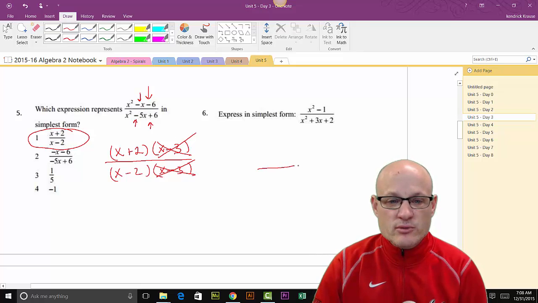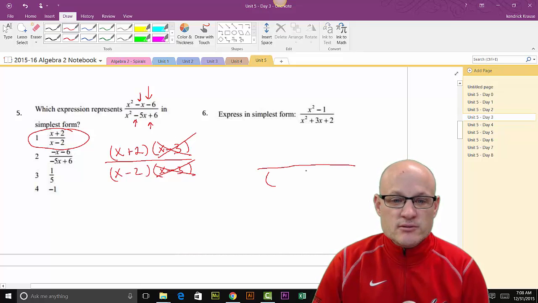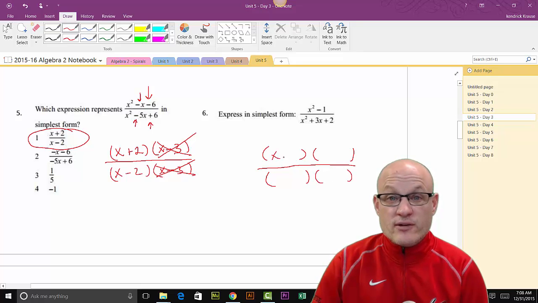Oh no, no multiple choice. The numerator is probably really easy. It's just the difference of perfect squares.